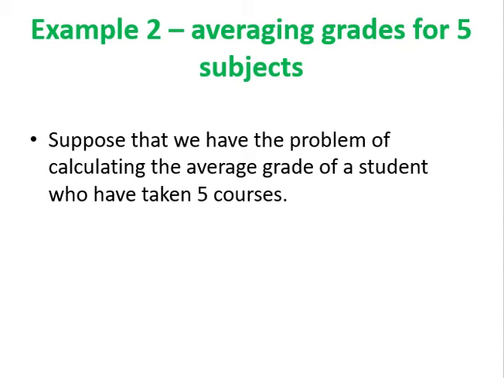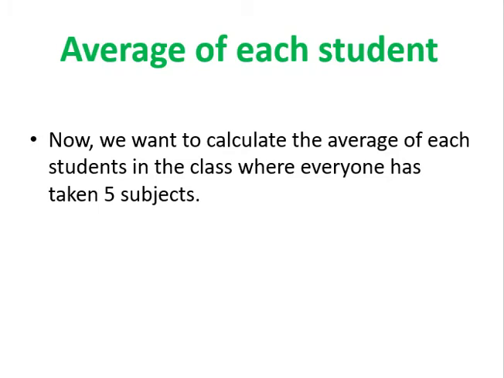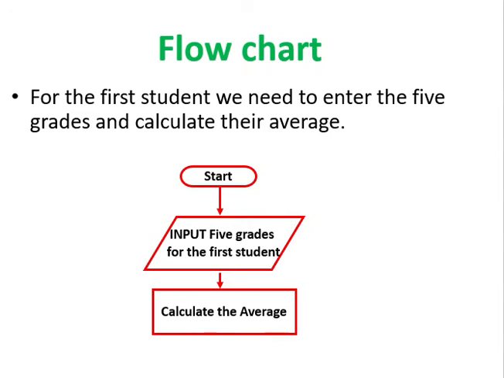Okay, next, the average of each student. If each student needs an average, what can we do? We want to calculate the average of each student in a class where everyone has taken 5 subjects. Carefully read the statement, and design the flowchart accordingly. Now we see that for the first student we need to enter the 5 grades and calculate the average.